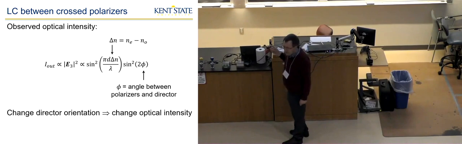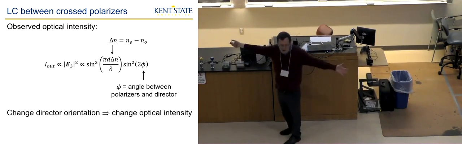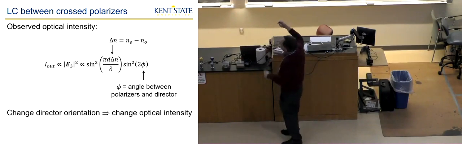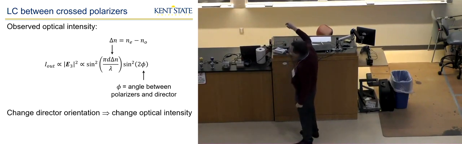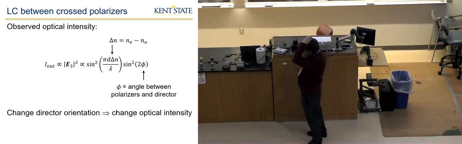So part of the dependence is on the difference between the extraordinary and the ordinary indices of refraction. If that difference is zero, you get zero optical intensity. But if that difference is non-zero, then you do get light that passes through, and the light that passes through is proportional to the sine squared of 2 phi, where phi is the angle between the polarizers and the director, the favorite axis of the liquid crystal.